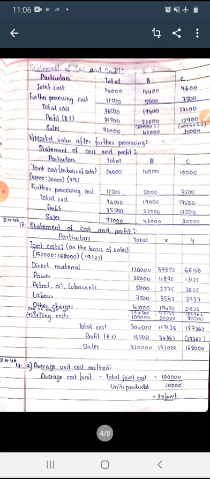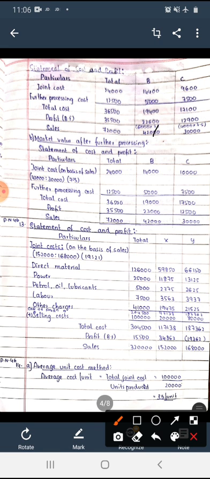Sales we have already calculated: 42,000 and 30,000, that is 7 is to 5. Now we divide on that basis. For 24,000 into 7 divided by 12, that is 14,000, and 24,000 into 5 divided by 12, that is 10,000. Next, the same further processing cost as it is, 5,000 and 7,500. Add both to get total cost. Sales are the same, 42,000 and 30,000. The difference is the profit. The only difference is that the joint cost is divided on the basis of sales. This is about the problem.